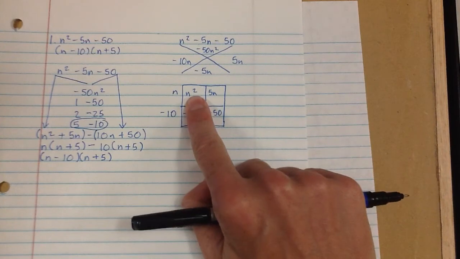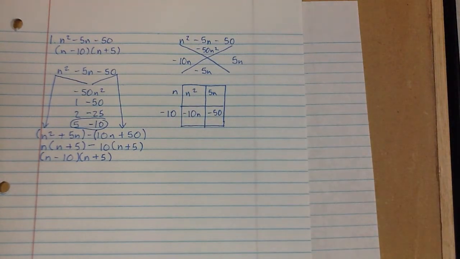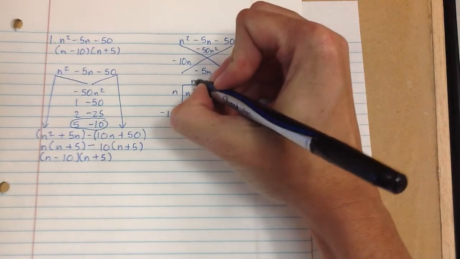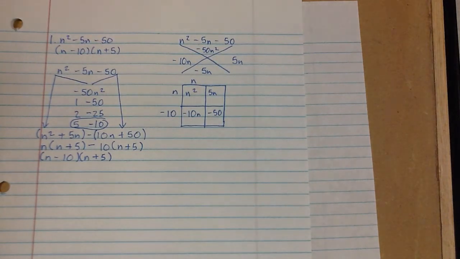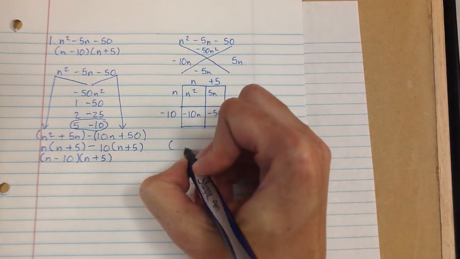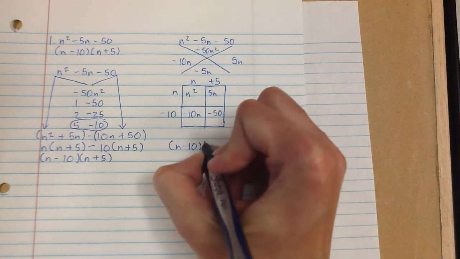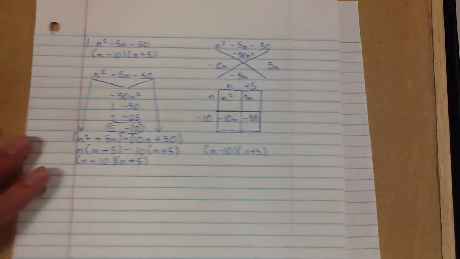So is this box positive or negative? Positive. Positive, okay. So what do n squared and negative 10n have in common? N. So we're going to put an n up here. Is this box positive or negative? Positive. Positive. So what do 5n and negative 50 have in common? 5. So there we have the same thing again. So you got three different ways. What do you think?